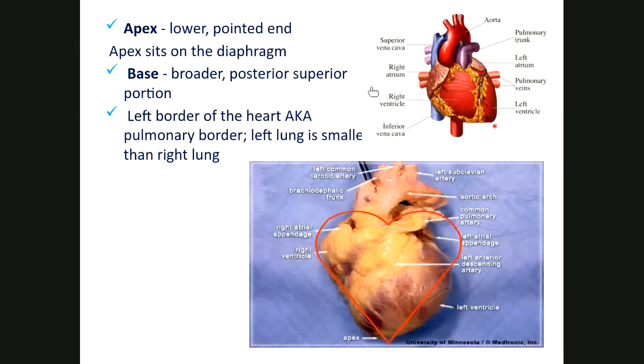If we look at the heart, it's important to note, especially when you're looking at a model, what is anterior and what is posterior. When you see the large vessels, which include the pulmonary trunk and the aorta, we know this is the anterior portion of the heart. This little A with the little star is the apex of the heart, or the lower portion. The pointed end is around the fifth intercostal space, where the base of the heart is the upper portion of the heart.